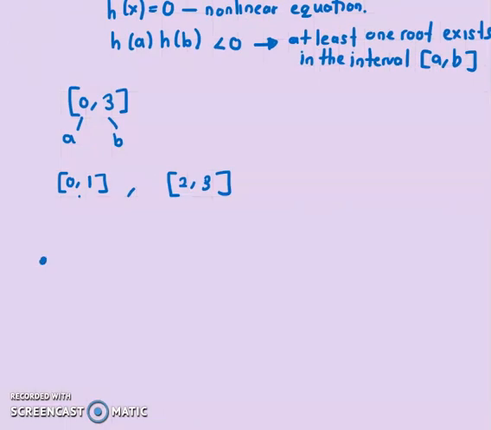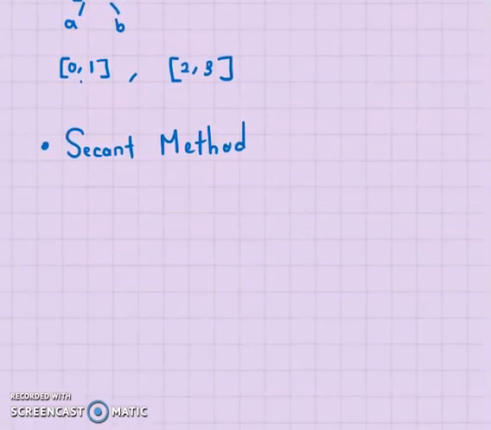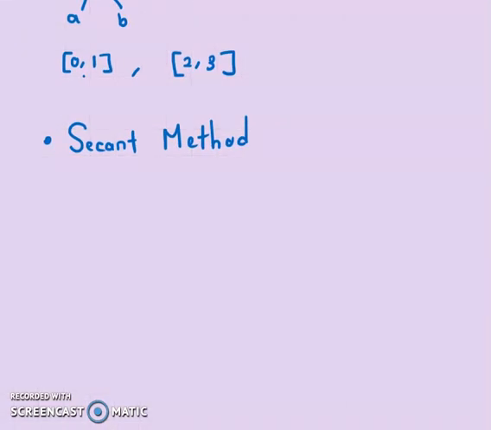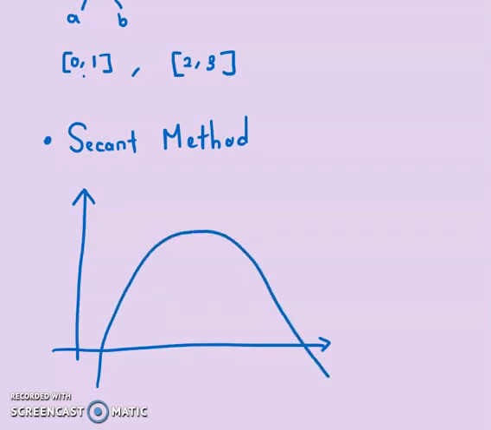Now the second method is the secant method. The secant method is a bit different. To understand the secant method, you need to use a line that connects two values. Let's say this is one equation, I call it maybe g(x).